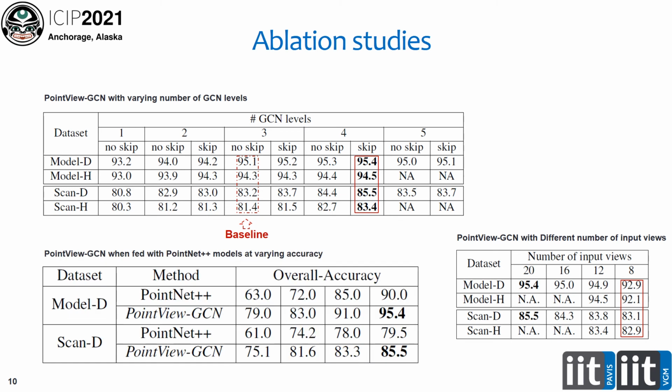Last but not least, we show the consistent capability of PointView-GCN for feature aggregation. With the weakest single-view shape feature, PointView-GCN increases the classification accuracy by 15%, while for the strongest single-view shape feature, there is still a 5% improvement.